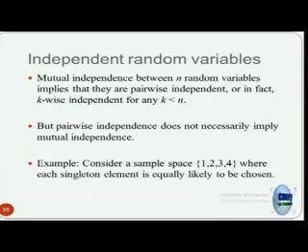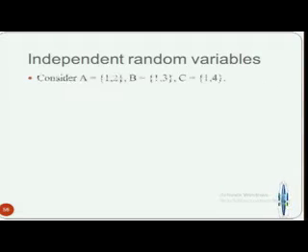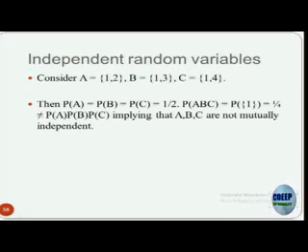Consider a sample space {1, 2, 3, 4}, where each singleton element is equally likely to be chosen. So there are four values, and each one can be chosen with probability 1/4. Now we are going to construct sets like this: A is {1, 2}, B is {1, 3}, C is {1, 4}. Now see what happens here.